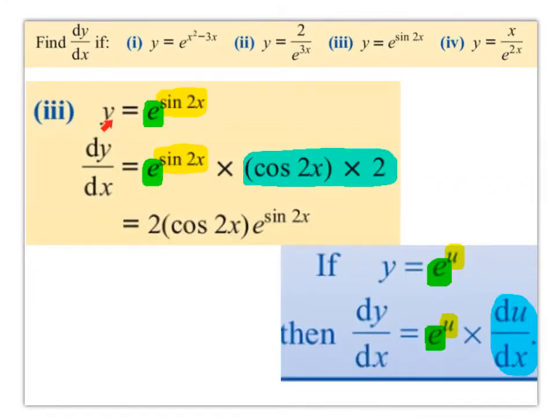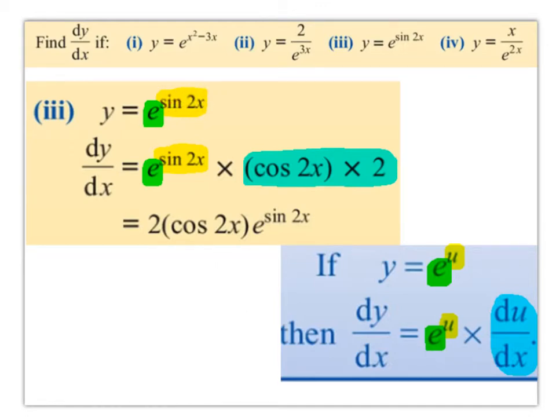Part 3, y equals e to the power of sine 2x. So again, we use our chain rule formula. So we just write down the e to the u, which in this case is e to the power of sine 2x. So we just write that down as it is. And then we differentiate the u. So we differentiate the index. So the index is sine 2x.